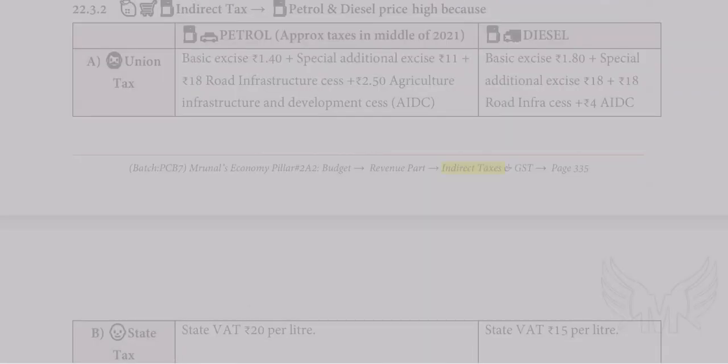Fuel pump indirect tax: petrol and diesel prices are high because of taxes. Fuel pump petrol, approximately in the middle of 2021: Union tax of basic excise 1.40 Indian rupees plus special additional excise 11 Indian rupees plus 18 Indian rupees road infrastructure cess plus 2.50 agriculture infrastructure and development cess, AIDC. Diesel: basic excise 1.80 Indian rupees plus special additional excise 18 Indian rupees plus 18 Indian rupees road infrastructure cess plus 4 AIDC.